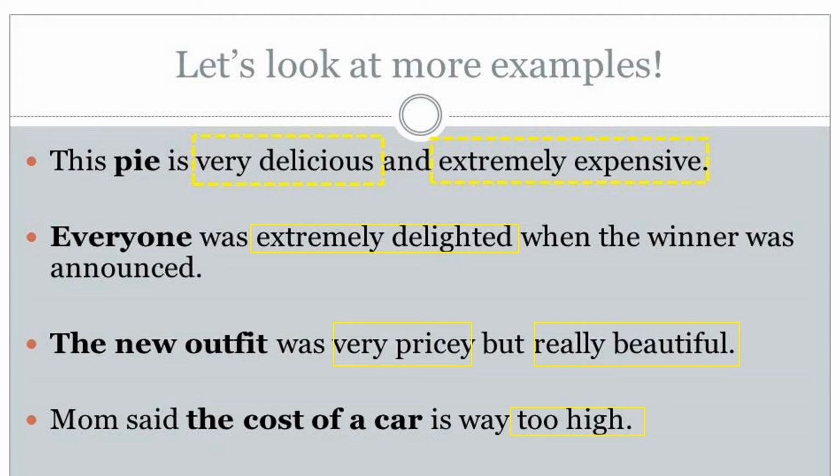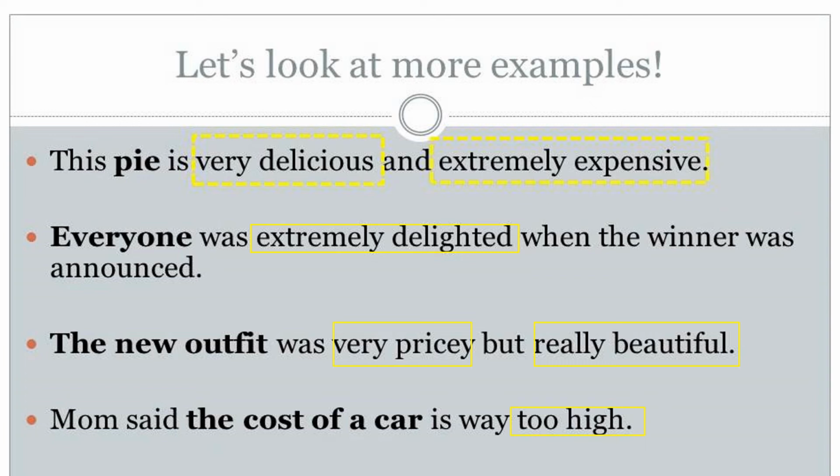Now, let's see some more examples. This pie is very delicious and extremely expensive. Now, in this sentence, students, I want you to notice that it's not always necessary that only one adjective phrase is there. This pie is very delicious and extremely expensive. So here we have two phrases. Everyone was extremely delighted when the winner was announced. So here in the first sentence, the pie was the noun, and in the second one, everyone is the noun, and how they were feeling, they were extremely delighted. So the adjective phrase is talking about everyone.